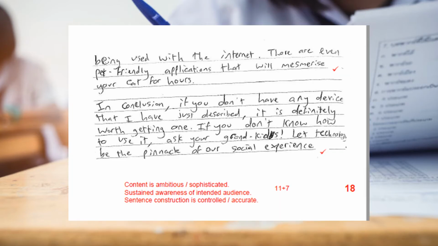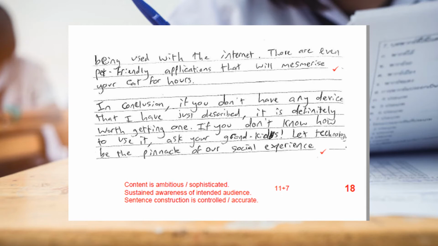Let's move to the end then, and you can see it ends with a short, sharp conclusion, which is clearly labelled with the topic sentence "in conclusion". "If you don't have any device I've just described", linking back to what was already said in the speech, "it is definitely worth getting one. If you don't know how to use it, ask your grandkids. Let technology be the pinnacle of your social experience." It links very nicely to that opening sentence, giving us a circular speech that repeats at the beginning and end the message of what the speech is about.